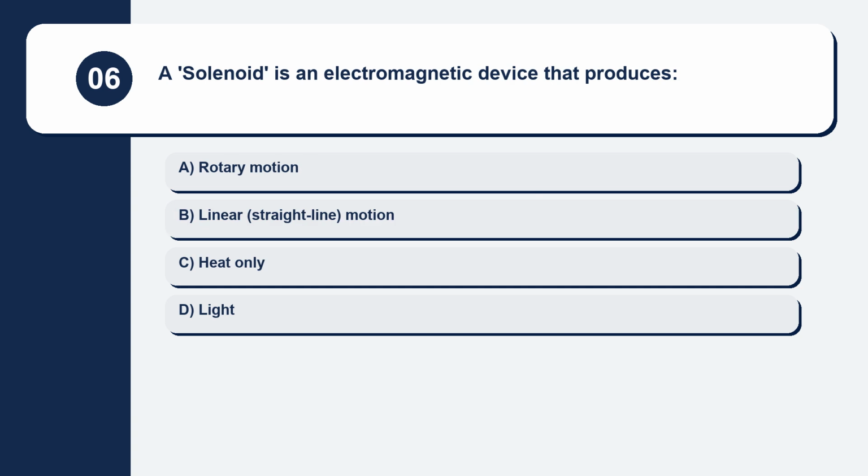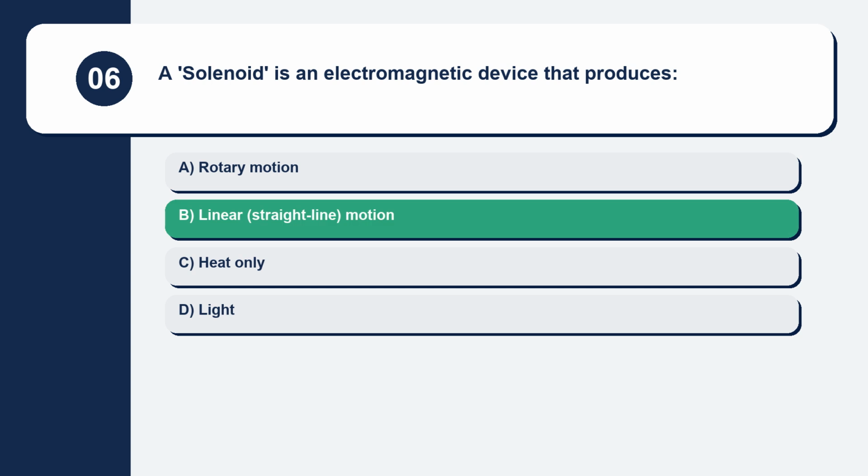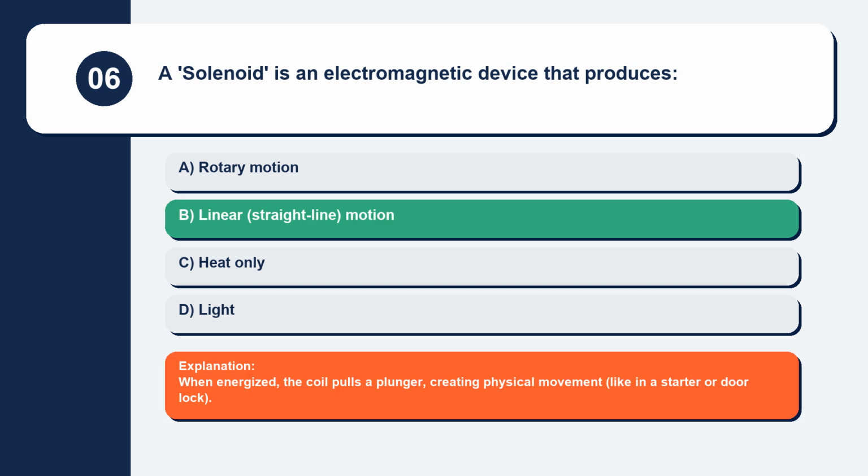Question 6. A solenoid is an electromagnetic device that produces rotary motion, linear, straight line motion, heat only, light. When energized, the coil pulls a plunger, creating physical movement, like in a starter or door lock.